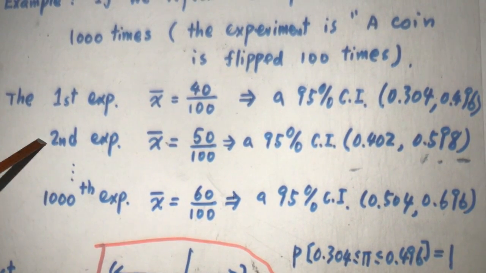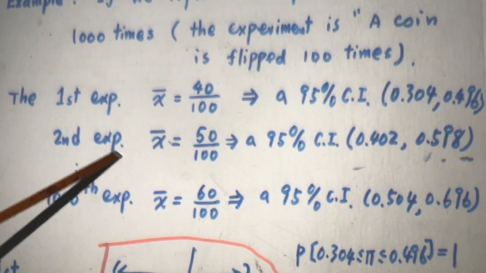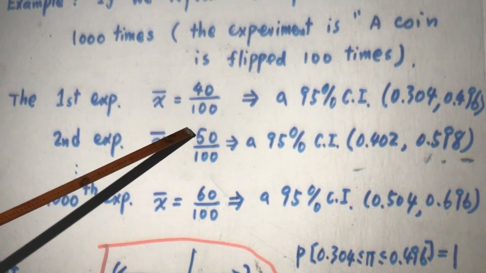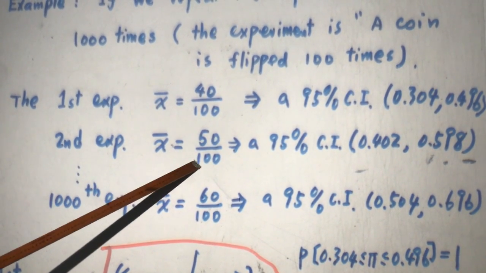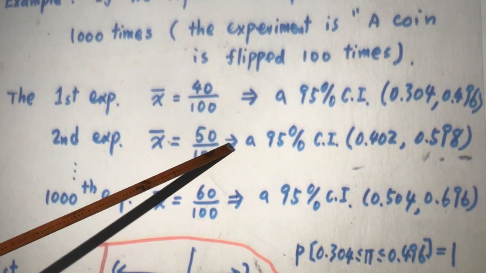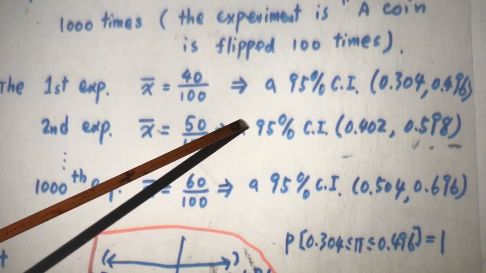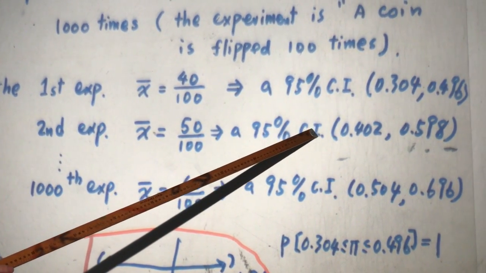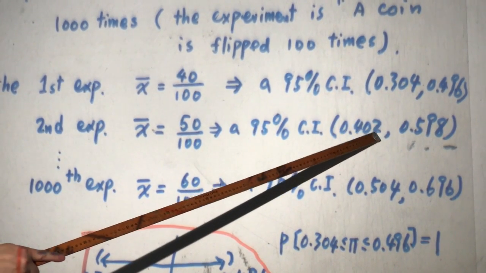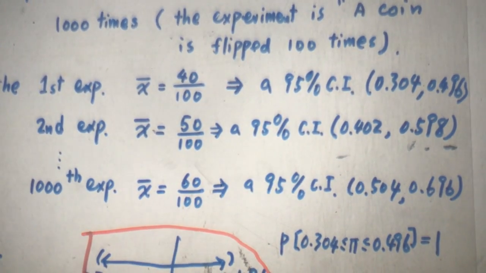Okay? Now, the second 100 flips, that's my second experiment. I see 50 heads. So 50 over 100 is 50%. I plug in the formula and I get a 95% confidence interval from 0.402 to 0.598.